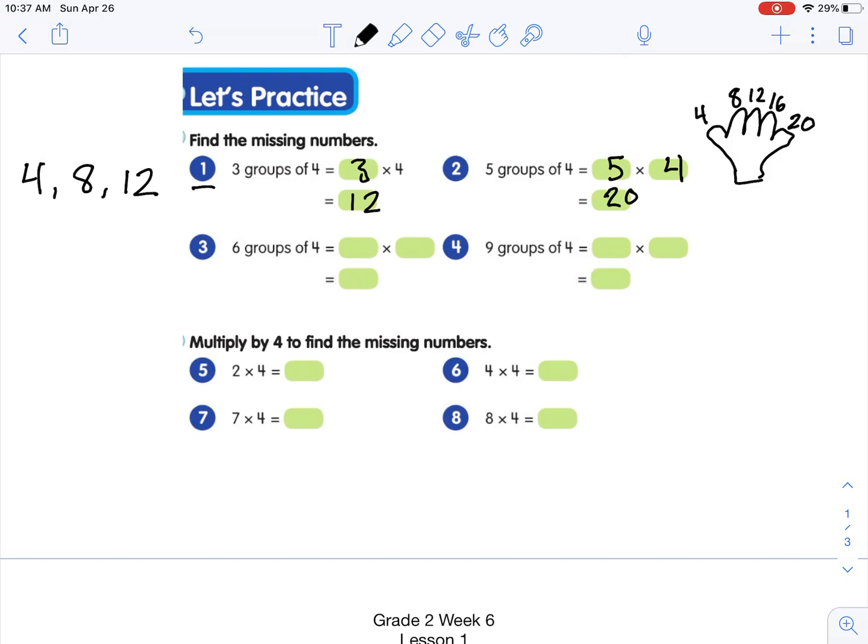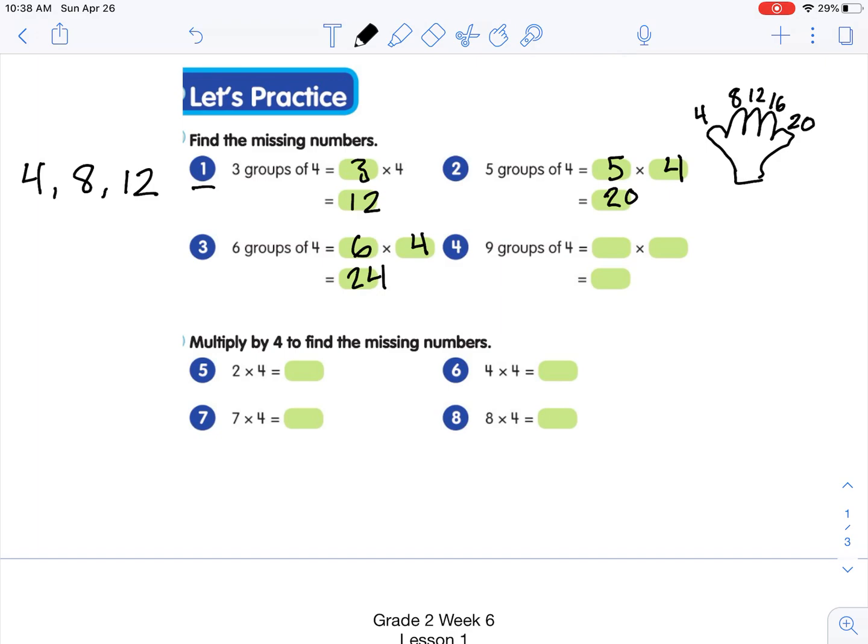Now take a look at number 3. Now we have 6 groups of 4. I know if I have 6 groups and 4 in each group, I'm doing 6 times 4. Before we knew 5 times 4 is 20, so if I'm doing 6 times 4, I know I just need to add 4 more to that 20, right? So 20 plus 4 is 24. So if I skip count by 4 6 times, I'm going to get to 24.